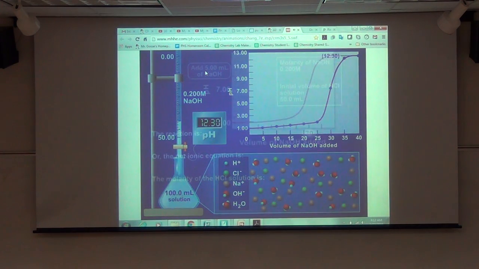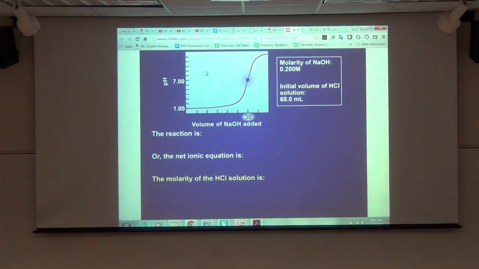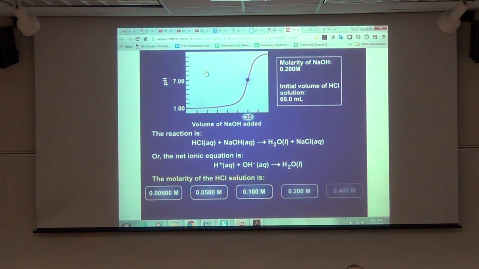And you'll know now, let's calculate the molar concentration of the HCl solution. From the amount of base added to reach the equivalence point, you can calculate moles of base. The reaction is hydrochloric acid plus sodium hydroxide producing water and sodium chloride. Or the net ionic equation is hydrogen ions plus hydroxide ions producing water. From the mole ratio in the reaction above, you can calculate moles of HCl. Click on the correct concentration of the HCl solution.